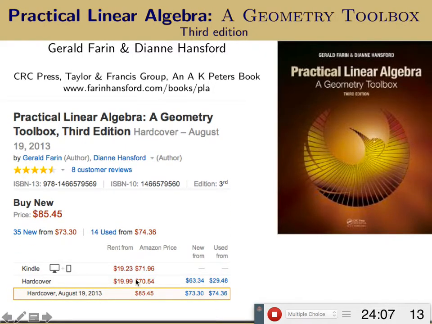Online, or if you rent it from Kindle or whatever, it's considerably cheaper. The used version will be cheaper as well.